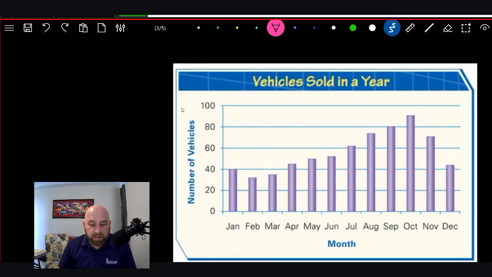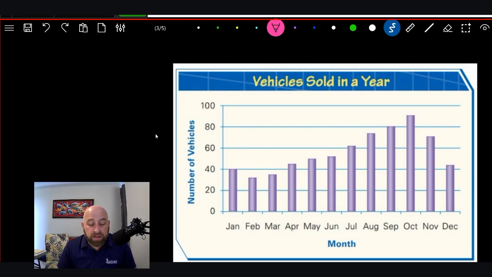All right, let's look at this bar graph. This is a vertical bar graph down here at the bottom of the page. It says vehicles sold in a year. Now, this is a dealership, any random dealership that's selling vehicles.